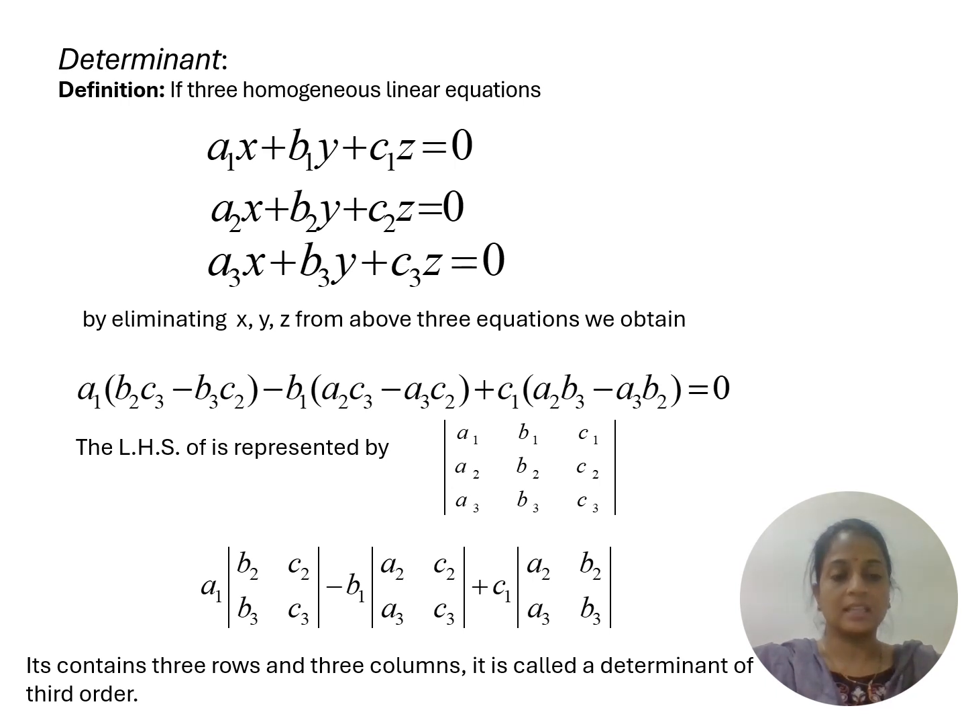So this is the 3 cross 3 determinant. That means this is a determinant of order 3, that means 3 rows and 3 columns. We can find a determinant only for a square matrix. So if we find any determinant, the necessary condition is that the matrix is square. Here the matrix is 3 cross 3, that means 3 rows and 3 columns, so we find the determinant of 3 cross 3.